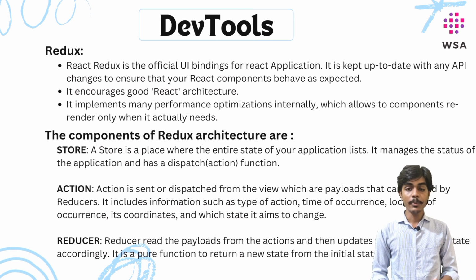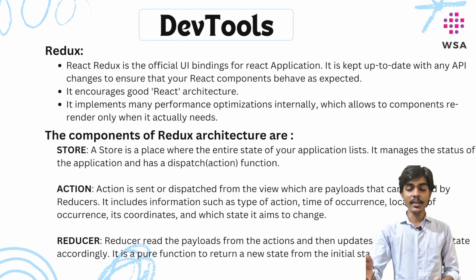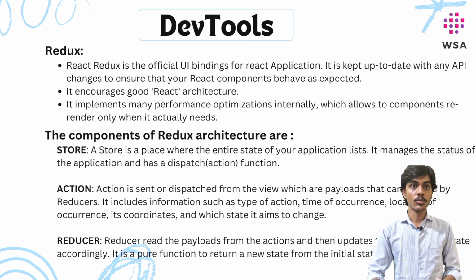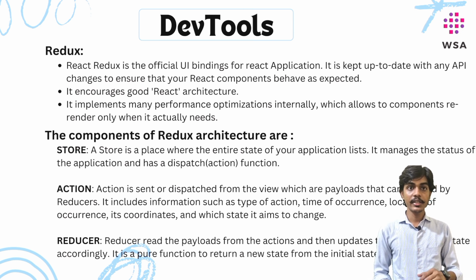the reducer. And the payload is where I save all information about our cart or our restaurant. It includes information such as type of action, time of occurrence, location of occurrence and its coordinates, with the state it aims to change. And now the reducer reads the payload.